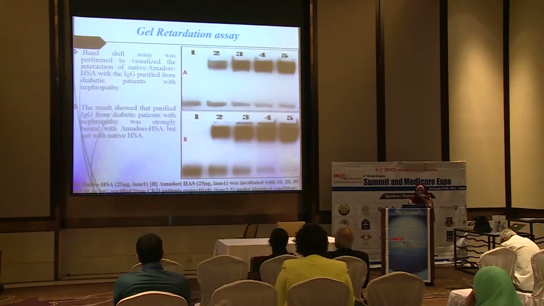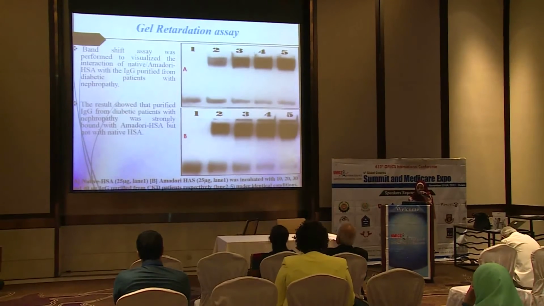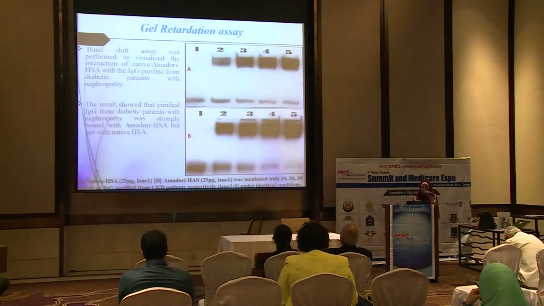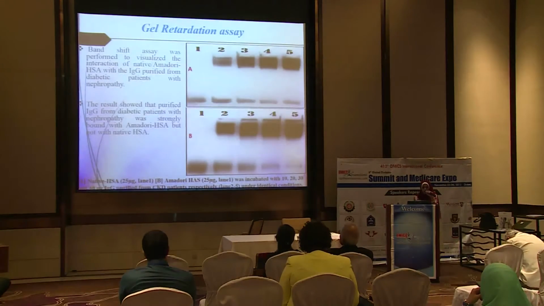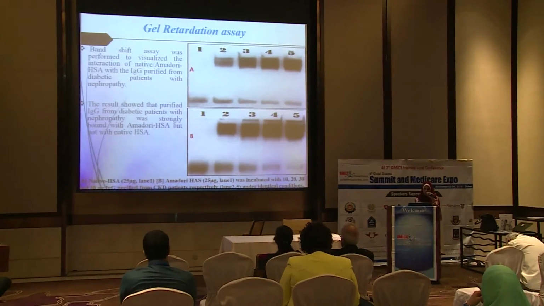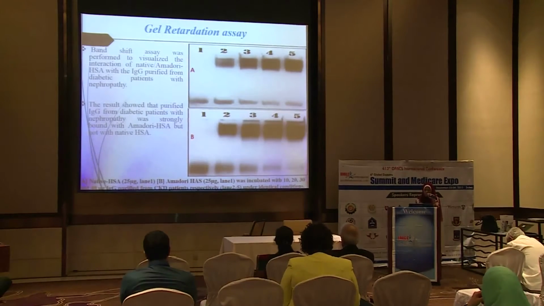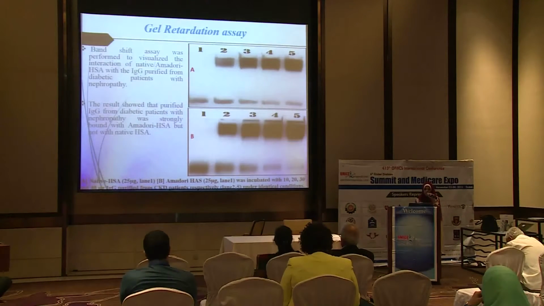To prove this interaction, the true interaction has been visualized by the gel retardation assay. For this, to study the interaction of native and Amadori-HSA with the IgG purified from diabetic patients with nephropathy, we performed the gel retardation assay, and the result shows that the purified IgG from diabetic patients with nephropathy was strongly bound with Amadori-HSA but not with the native HSA.